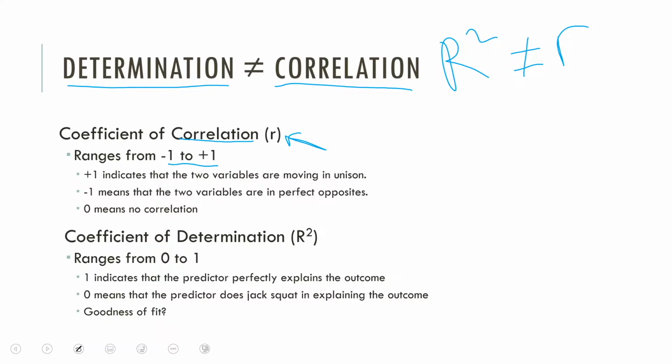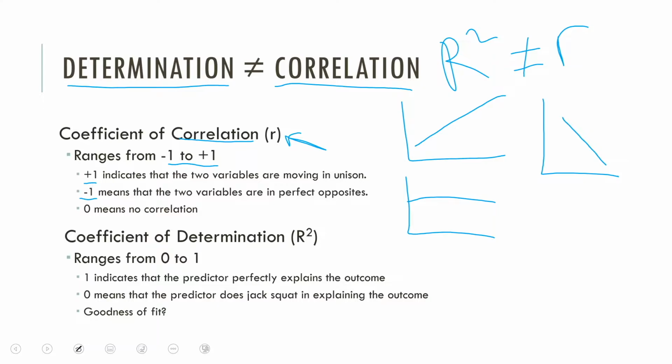When something is a positive 1, it has a positive correlation, and it looks something like this. The two variables move in unison. When the correlation is negative, they move in opposition to each other, so as one goes up, the other goes down. A correlation of 0 would look something like this, where there is no correlation between the two variables.